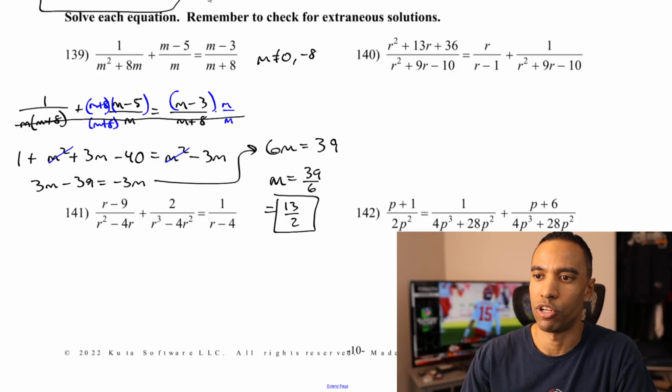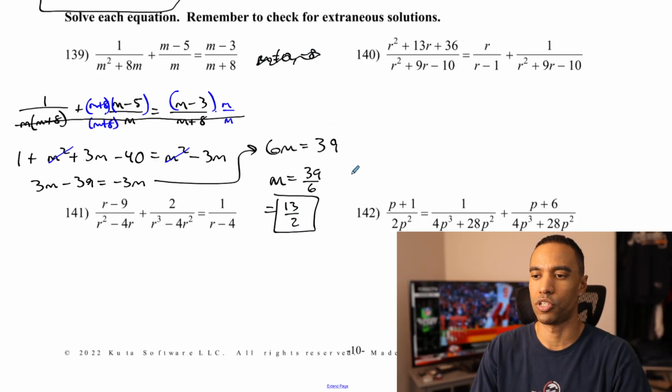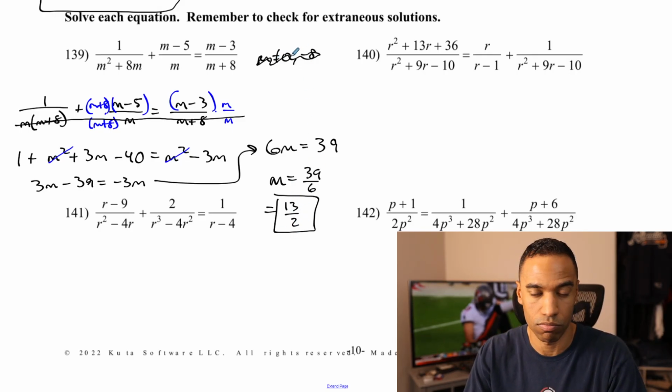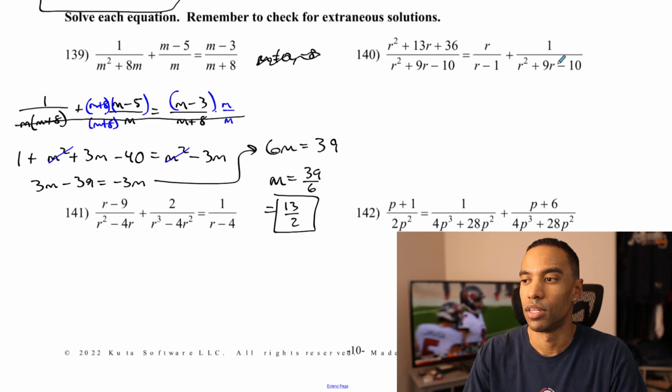These restrictions have no bearing on that. Whatever, just 13 over 2. You don't state restrictions after that. No, if this is one of your restrictions, then it's extraneous. That's all.